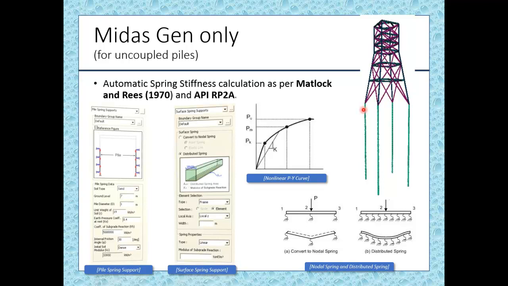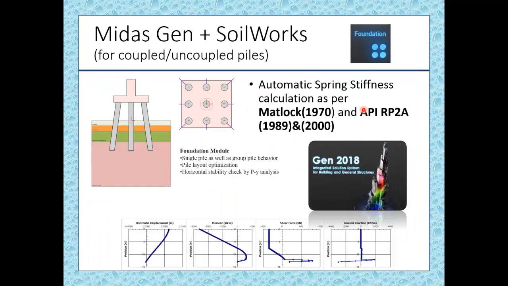Now next is another analytical approach that can be used using Midas Gen and SoilWorks. And this one actually eliminates the limitation of Midas Gen, wherein we cannot have the group pile effect. So here we have the foundation module of Midas SoilWorks, which can simulate the group pile behavior, and it will find out the spring stiffness calculations by the MATLAB method itself, and we can take the results into the Midas Gen program and perform an economical design in Midas Gen.